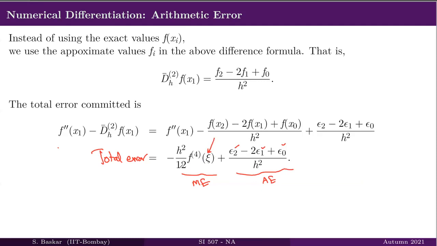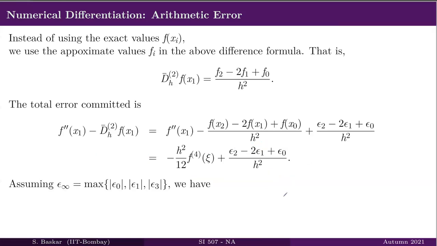However, if we know the upper bound of the fourth derivative of f in the interval in which we are interested, then we can dominate this term by its upper bound. And similarly, if we know some kind of ranges for these errors, epsilon 0, epsilon 1 and epsilon 2, then we can also estimate the arithmetic error. Let us try to estimate the total error and see how it looks. For that purpose, we will use the notation epsilon infinity to denote the maximum of mod epsilon 0, mod epsilon 1 and mod epsilon 2.